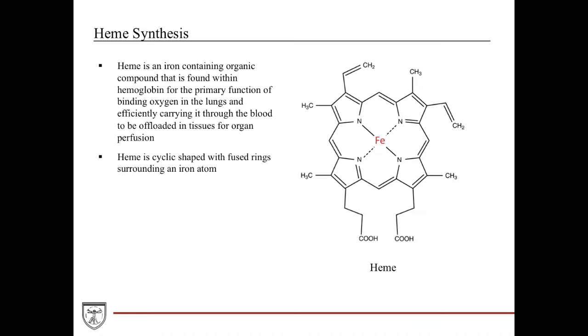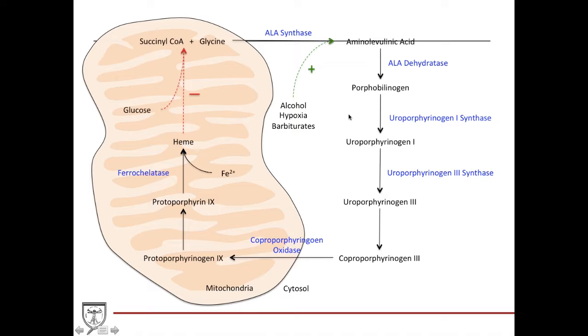So first, heme synthesis starts off with what we call heme. Heme is an iron-containing organic compound that is found within hemoglobin. That is the protein. And the primary function of this is just to carry oxygen throughout the body to help perfuse all the organs. Heme is a cyclic-shaped structure with fused rings that has an iron compound right dead smack in the middle. So here is the overview of the heme synthesis pathway and the interplay between the mitochondria and the cytosol and other respective enzymes.